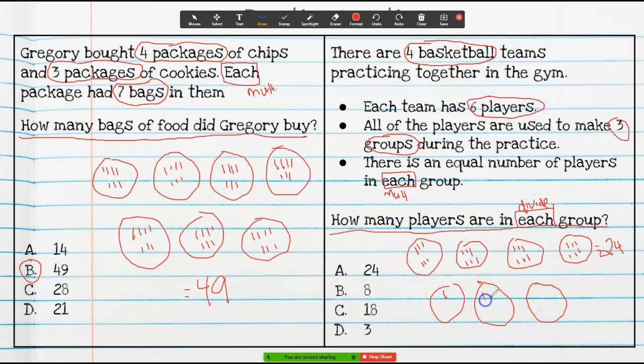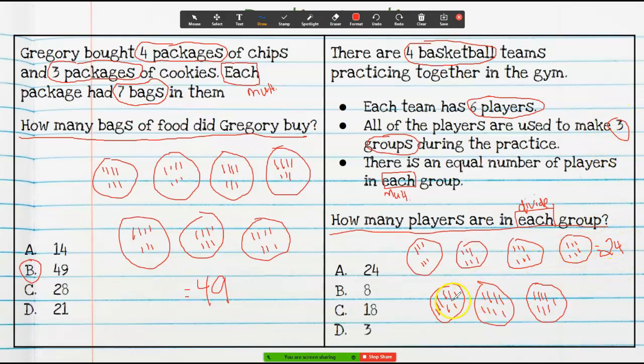1, 2, 3, ... 20, 21, 22, 23, 24. Okay, so I took my 24 and I put them in my 3 groups.